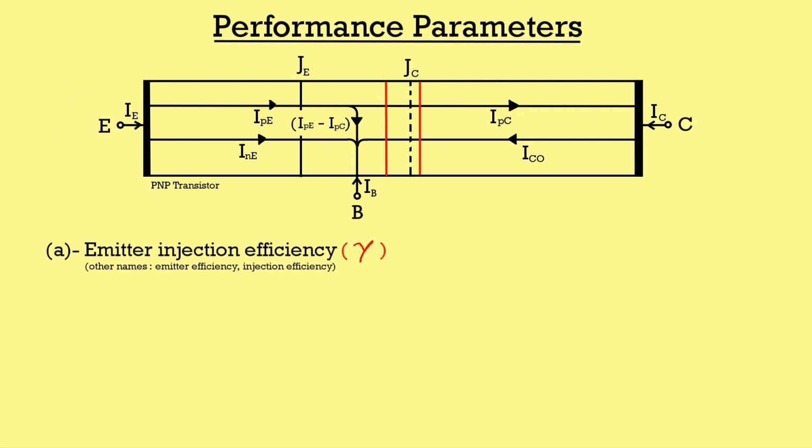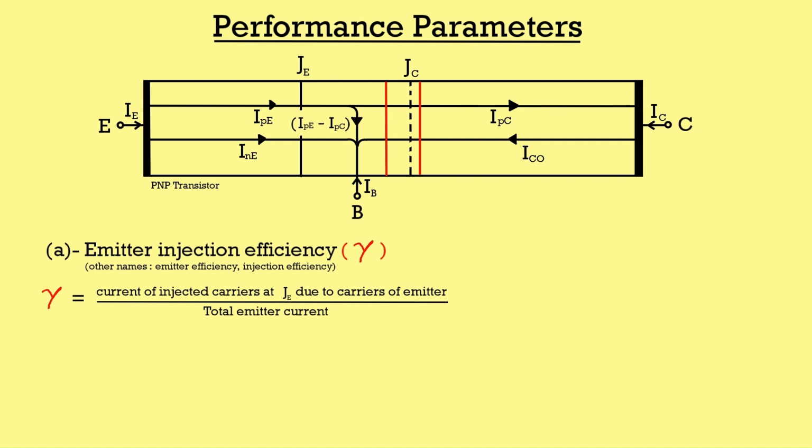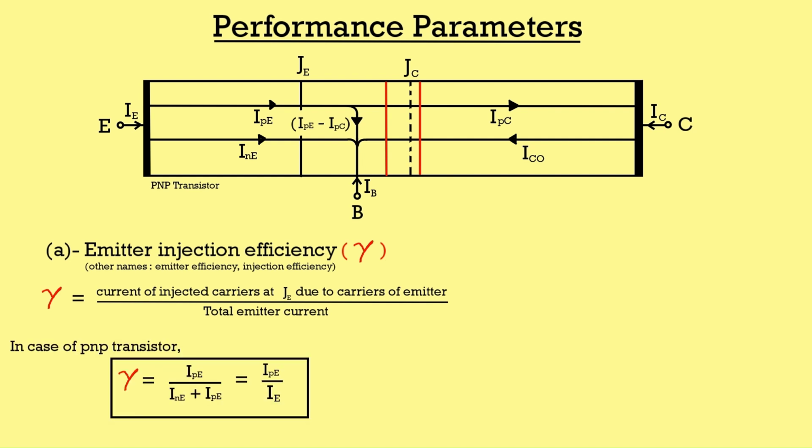Emitter injection efficiency is defined as current of injected carriers at emitter junction due to carriers of emitter divided by the total emitter current. In case of PNP transistor, we have emitter injection efficiency to be equal to whole diffusion current at emitter junction divided by total emitter current.